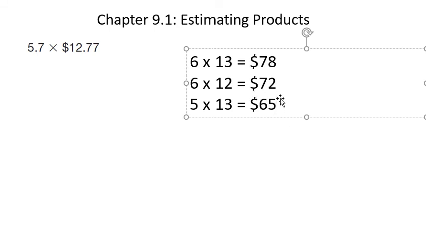They're good, but we're not aiming for good. We're aiming for really good estimates. So let's see if we can get a really good estimate, and let's also see if we can use the information we already have. I could look at this 5.7 two ways.